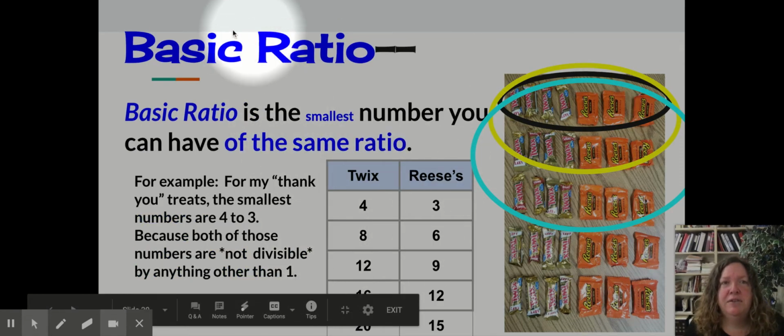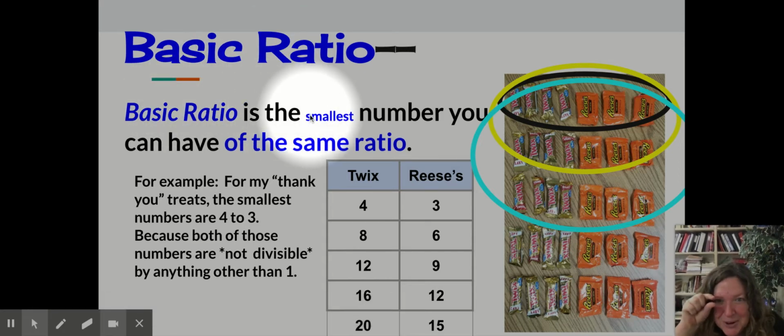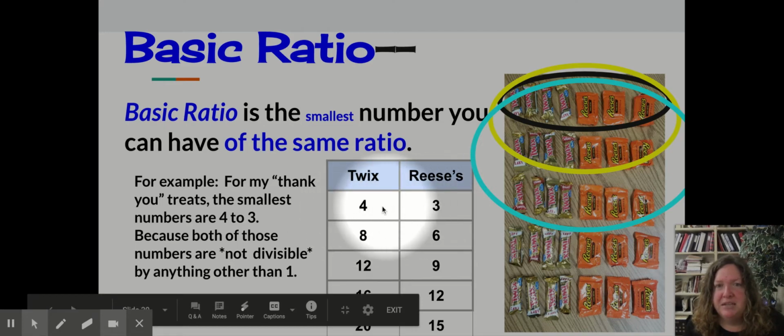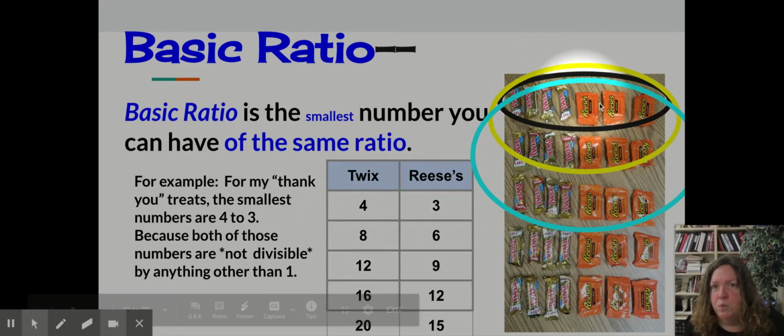That leads us to an idea of the basic ratio. The basic ratio is the smallest numbers that you can have and still have the same ratio. For instance, we could say, okay, the smallest numbers I could have of each one, if I want to have any, is 1 to 1. But that's a different ratio. That's equal, the same amount. That's like I have the same amount of Twix and the same amount of Reese's. And that's not the case here. They're not equal. There are more Twix compared to Reese's. So the smallest numbers that I can have and still maintain that same ratio is 4 to 3. So my basic ratio here is shown in one of the lines.